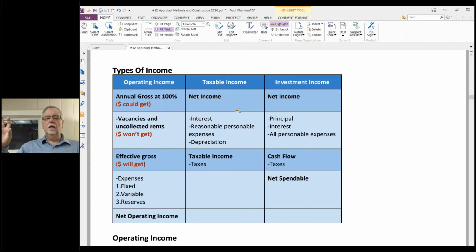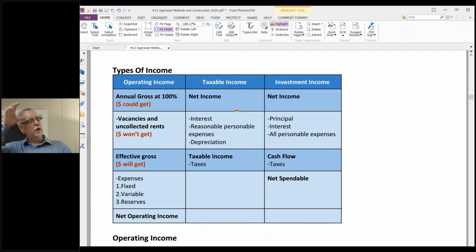So we would start with the annual gross at 100%. That's sometimes called scheduled gross, at 100% occupancy. Now, that's really the dollars that we could get. That's assuming every apartment was rented and everyone paid the rent on time. But we know that's not going to happen. So from that, we're going to subtract vacancies and uncollected rents. Those are the dollars we won't get. And if you took the dollars you could get and then subtracted the dollars you won't get, what you end up with is the dollars you will get. And that's called effective gross.